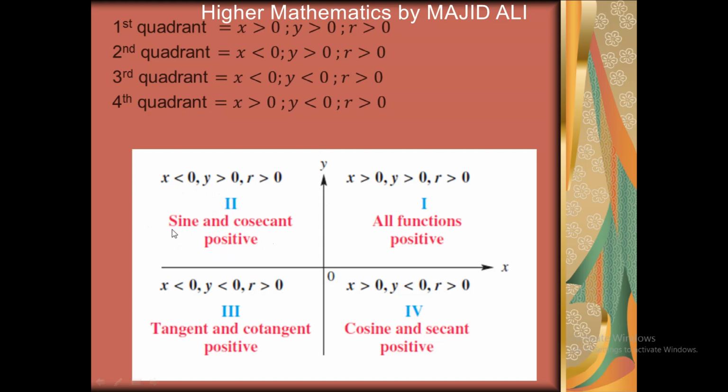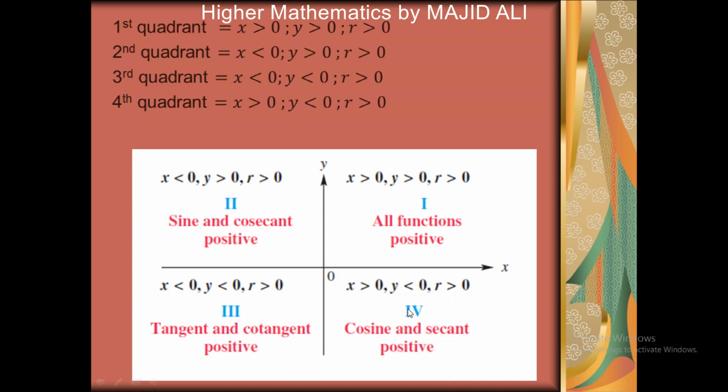Why? Because we know that sine theta is equal to y over r, y divided by r. So y is positive, r is also positive, so sine theta is positive. In the third quadrant, we know that x is negative and y is also negative, less than 0, less than 0. So the values of tangent and cotangent are positive. And in the fourth quadrant, we know that x is positive, y is negative. We know that cos theta is equal to x over r. So x is positive, r is also positive. So x over r, meaning cos theta, and its reciprocal identity secant theta are positive.